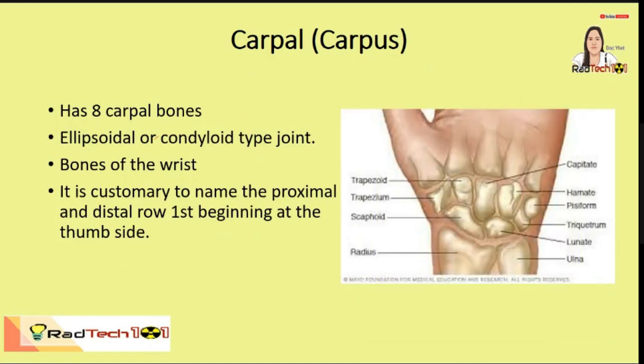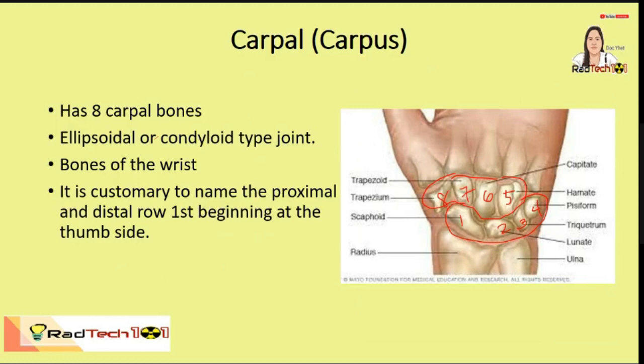So again, we have here the distal. Ito ang distal portion. Apat. Then, apat din yung proximal. So, if we're going to number them, we start from the thumb side. So, first, second, third, fourth, fifth, sixth, seven, eight. Okay? So, that's how we normally number our carpal bones.